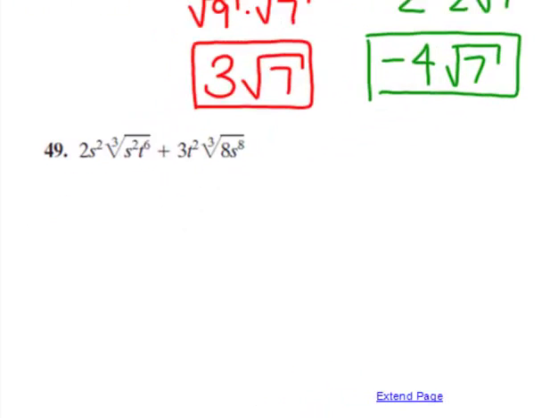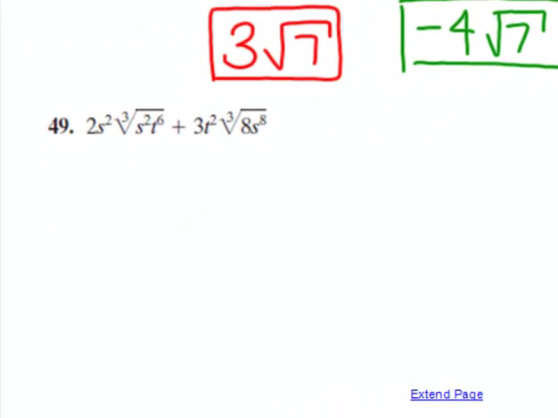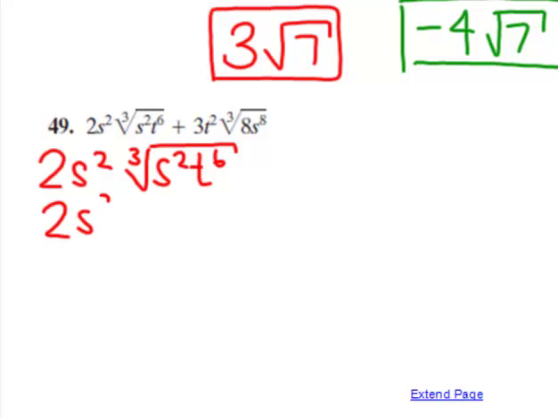Let's try the next one. It looks pretty messy, but remember we need to simplify and then see if things are like terms. So they're both cube roots. That's a good start. We know that there is a possibility to simplify them. So let's look at the first one. 2s squared is already on the outside, and then I have s squared times t to the 6 on the inside. So if I'm looking to simplify, I can't take out any s's. There's only 2 in there, and I need a group of 3.